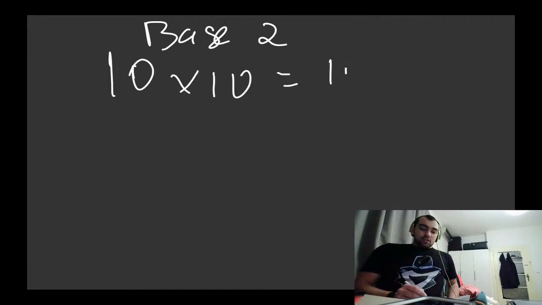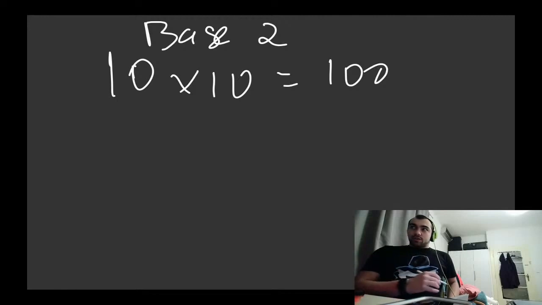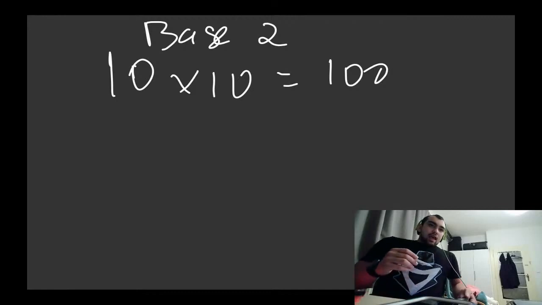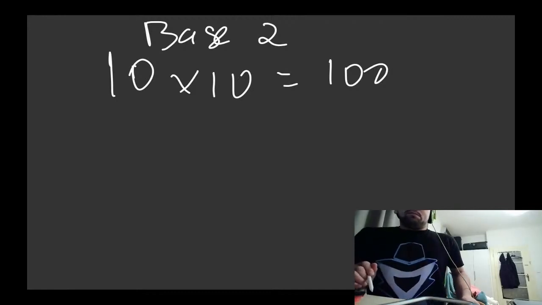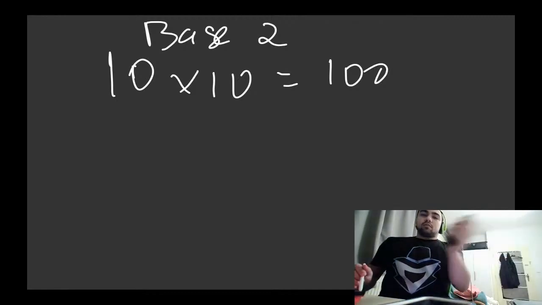But yeah, so let's think about the number 10. And right now we're in base 2, by the way. So 10 times 10, of course, is going to be 100. Right, we know this. And 10 times 10 is also 100 in binary, right? And this is why it's really important.